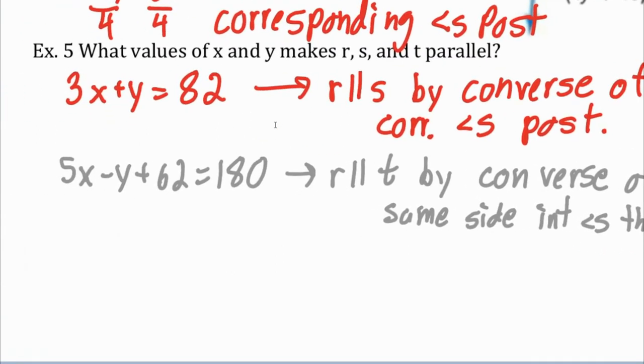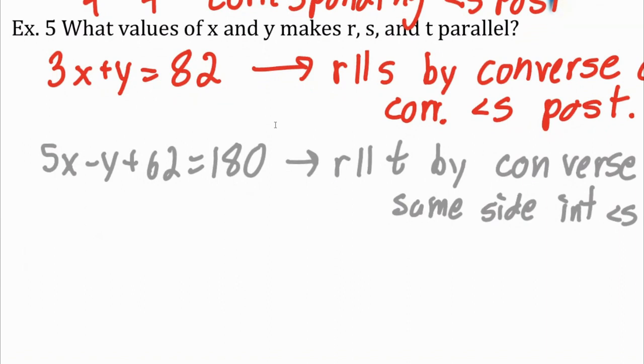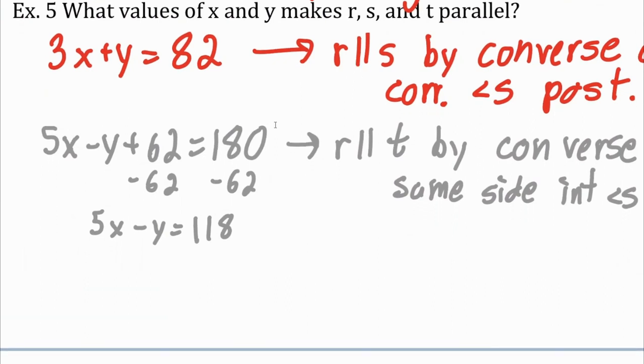So then we have a system of equations. So one thing I'm going to do is I'm going to subtract 62 from both sides to help me solve this. So I'm going to have 5x minus y equals, and we'll do 180 minus 62, which is 118. And then I'm going to bring the other equation down. So I have 3x plus y equals 82.